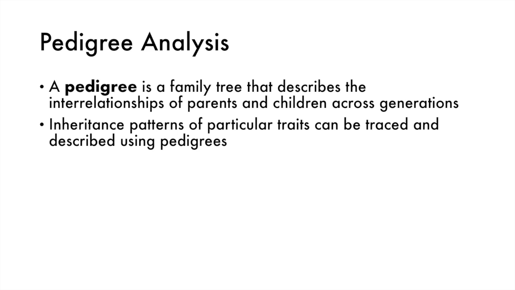One way that we can do that is by performing what's called pedigree analysis. And a pedigree is a diagram of a family tree that shows the interrelationships of parents and children across generations. And this is something that you're going to be doing for your second mini project. We're going to look at inheritance patterns, not of any particular diseases, but of certain genetic markers. So inheritance patterns of particular traits can be traced and described using pedigrees.